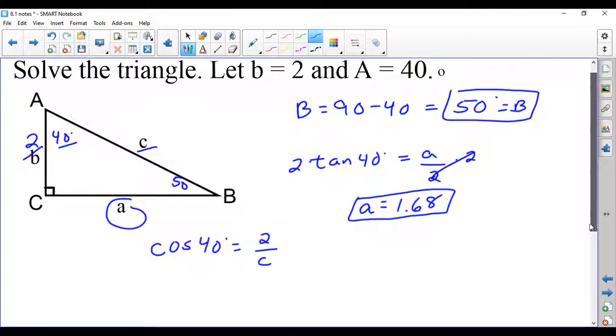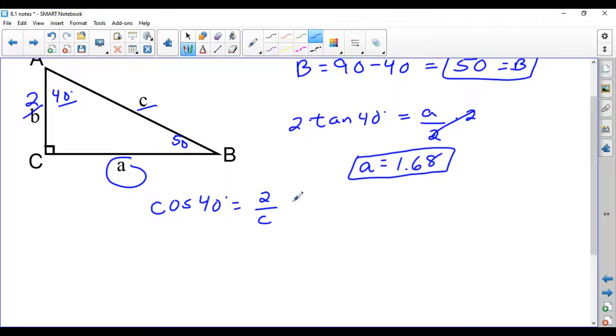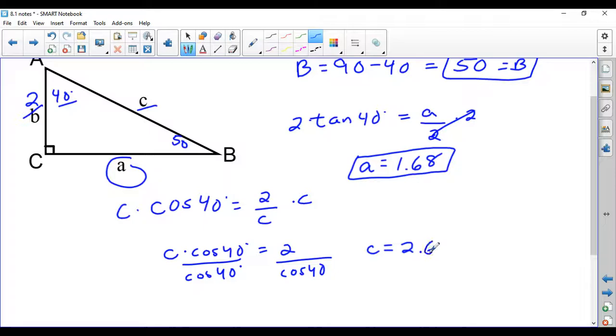And remember that when you're solving for the variable in the denominator, I'm going to multiply both sides by C, and then divide both sides by cosine of 40. And then you would put 2 divided by cosine of 40 in your calculator, and C should be 2.61. And the hypotenuse of the triangle should always be the longest side of the right triangle.